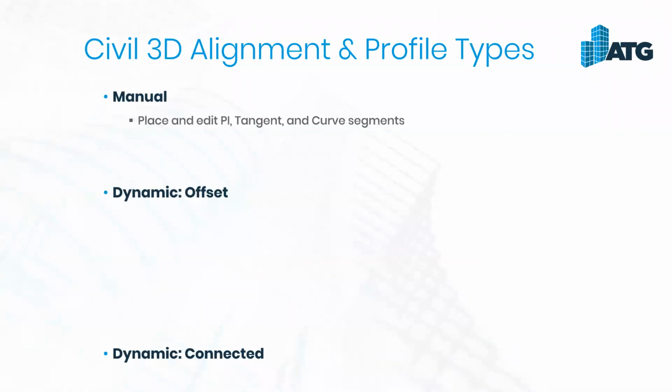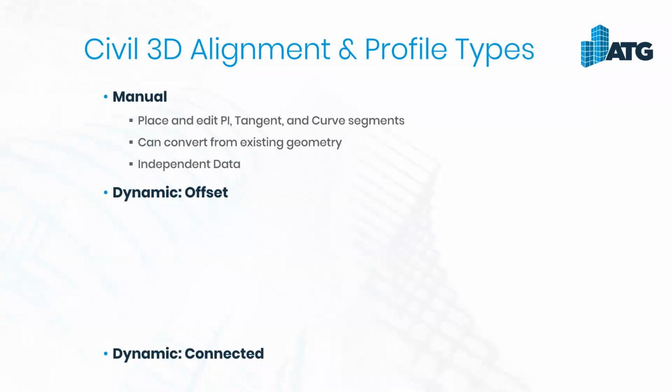So what I mean with a manual alignment is whether you're creating this from pipe or pressure network parts or whatever else, it's going to help you get that line, or from object, it's going to help you get that line work into your drawing. But at the end of the day, you still have full control over placing and editing points of intersections, tangent line segments, and curve segments. You can use these and create them from an existing geometry, but overall, this is going to be independent data.